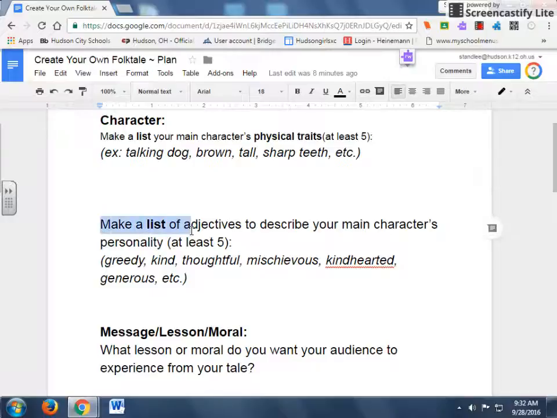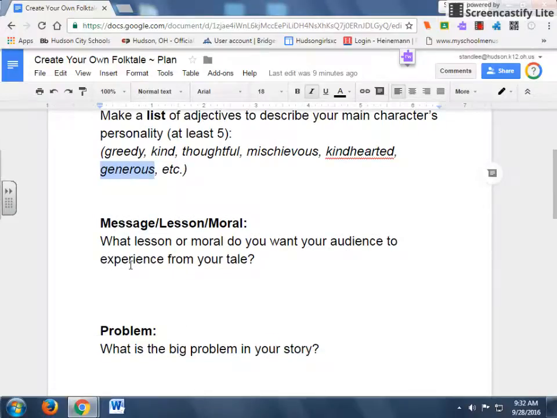Right here, you can make another list of the adjectives. Those are describing words that describe your main character's personality. So, what kind of person are they? Are they a trickster? Are they greedy? Are they kind? Are they thoughtful? Are they mischievous? Like, are they sneaky? Are they kind? And are they generous? Maybe they like to give, or maybe they learn to give.